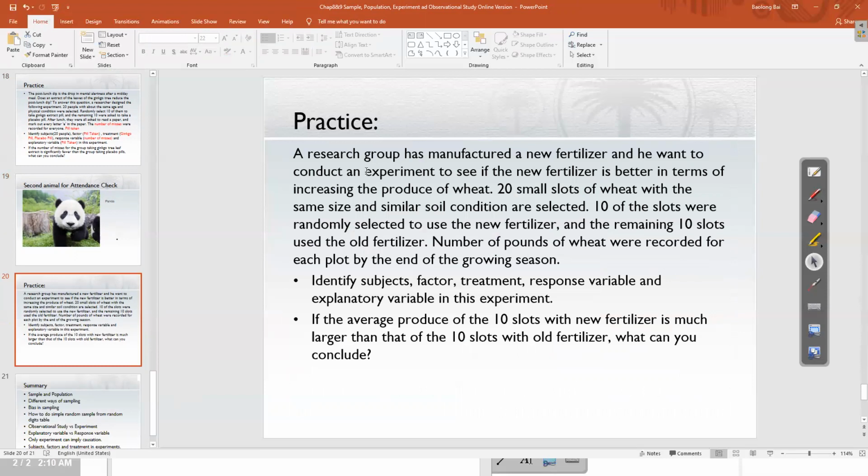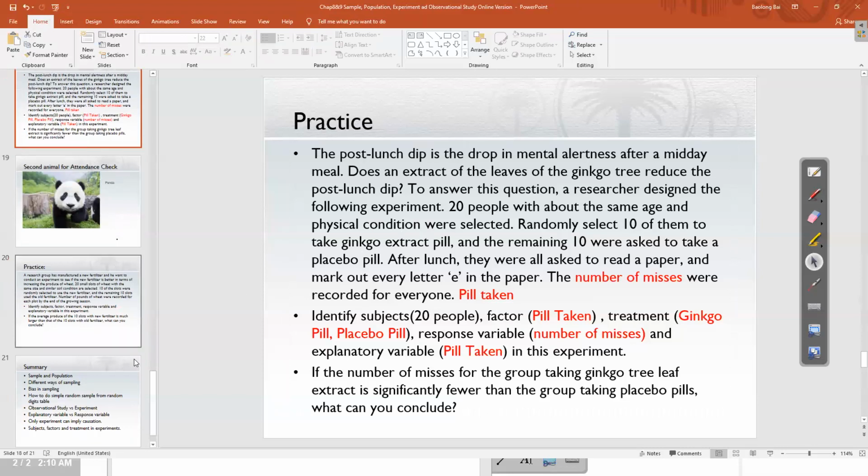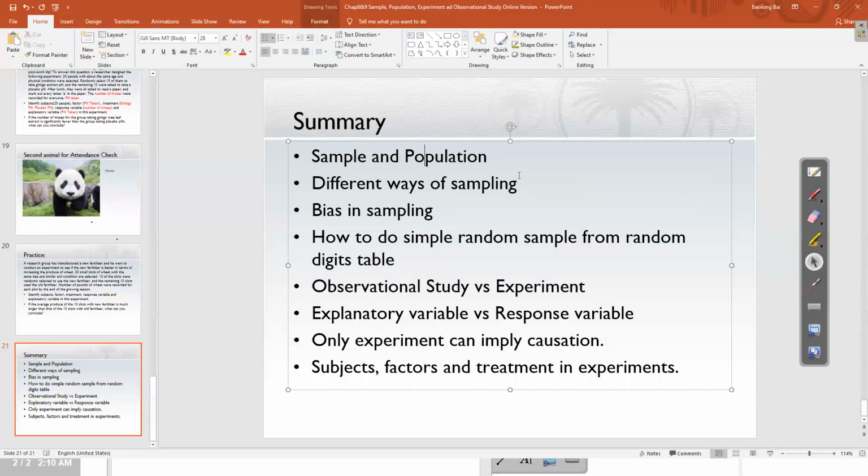And then another practice, very similar. You can spend some time on this, but it's very similar to the ginkgo tree pill question. So, summary: in this chapter, we talked about the sample and the population. We briefly talked about different ways of sampling. We have the convenience sample, voluntary response sample, and simple random sample, right?